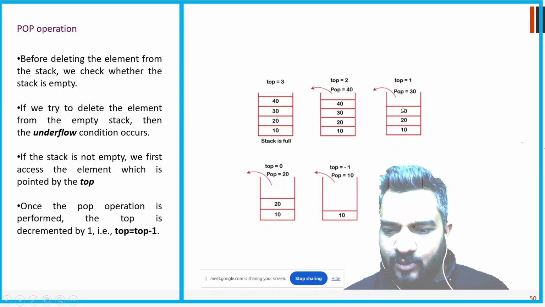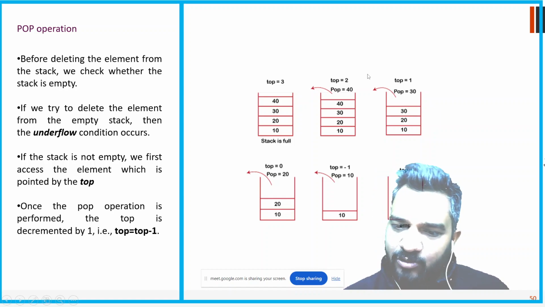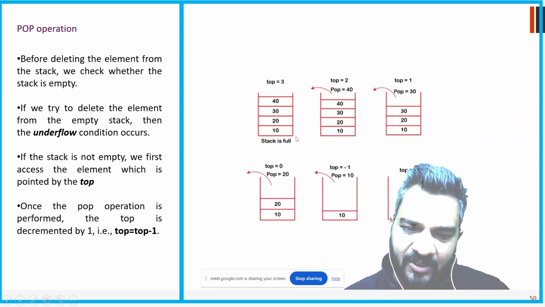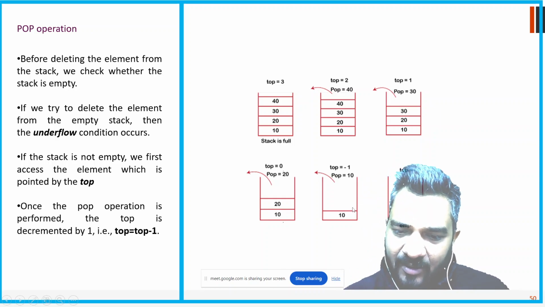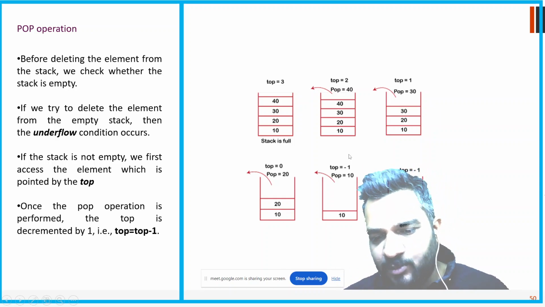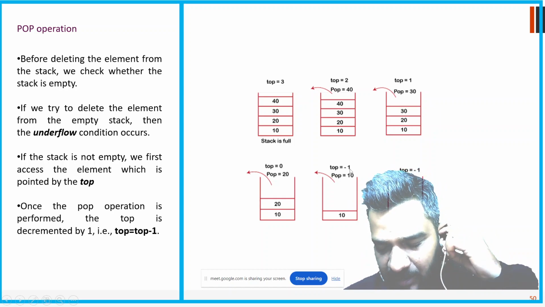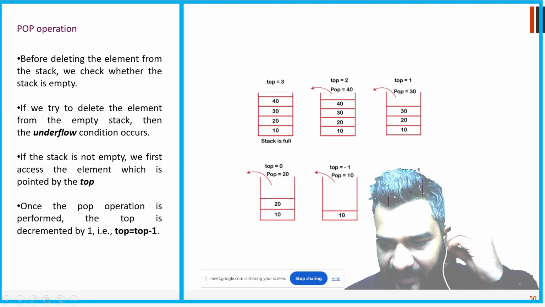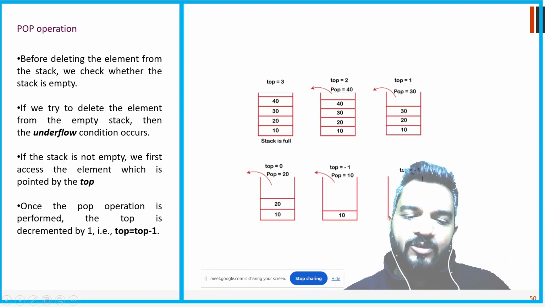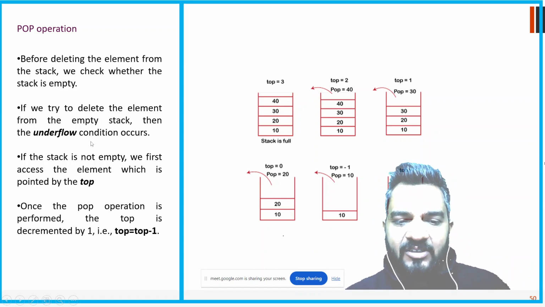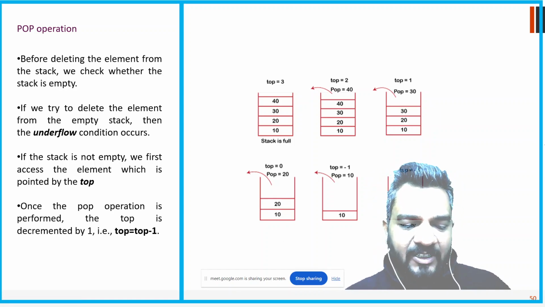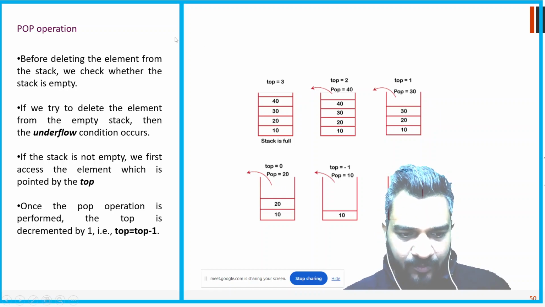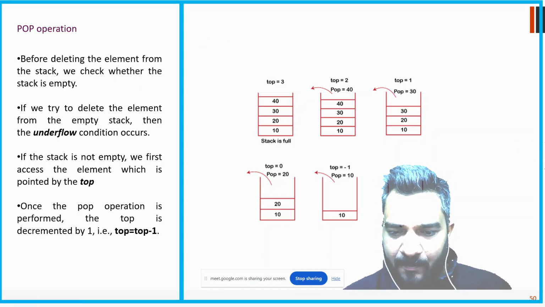After that we do it one more time. We remove 30 and reduce top by 1. Now we remove 20, pop 20, and reduce top by 1, right? After removing 10, we reduce top to -1. Minus 1 means the stack is now empty. If we try to pop one more thing, it will say underflow, meaning the stack is already empty and there is no more number to delete. So those are the two major operations, push and pop.